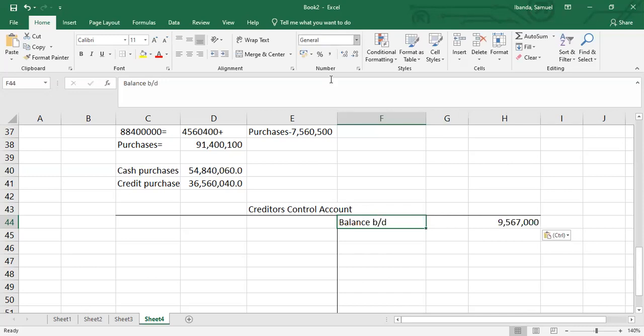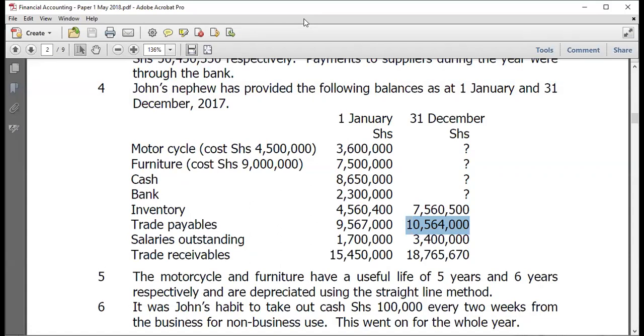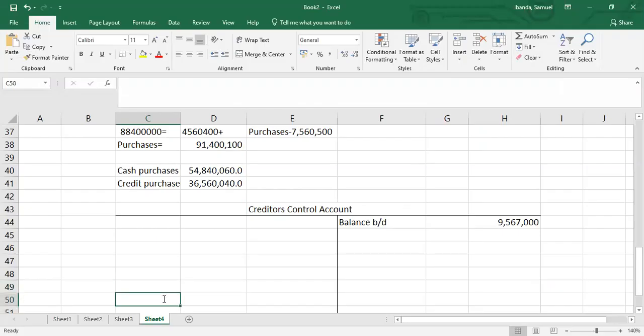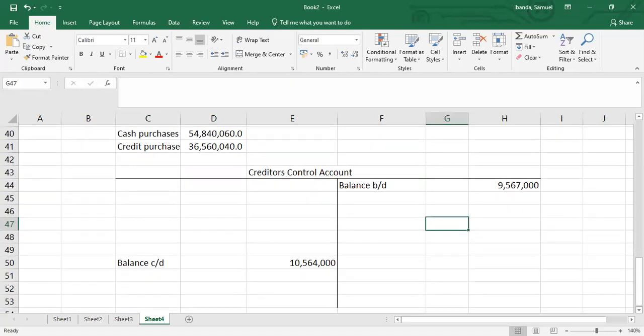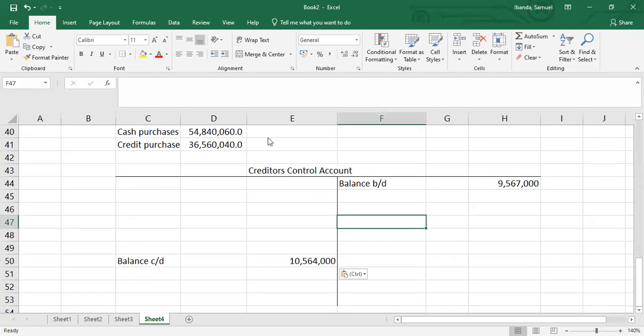And now I'll pick 10 million, and put it as my balance carried down. Now the balance carried down is usually on the opposite side.